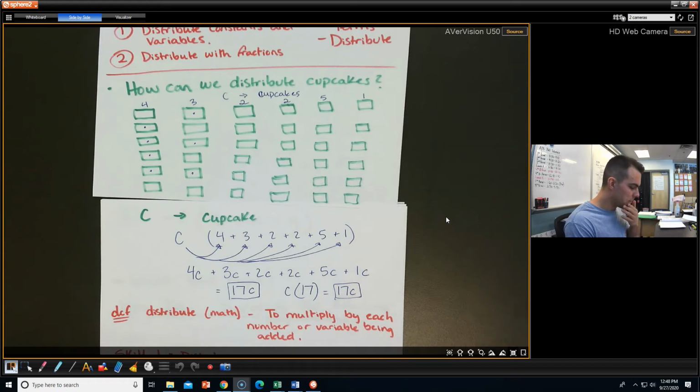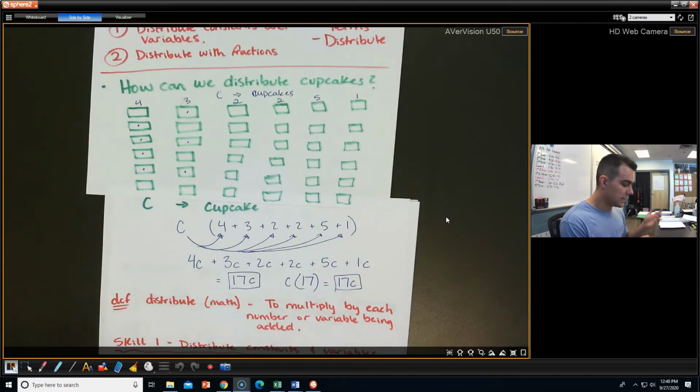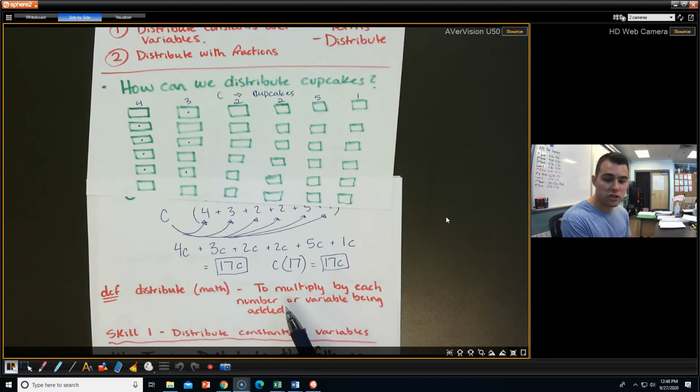So what's going on? Well, this is distribution, what I just did. I distributed the cupcake to the number of students. And in math, distribute means to multiply by each number or variable being added.